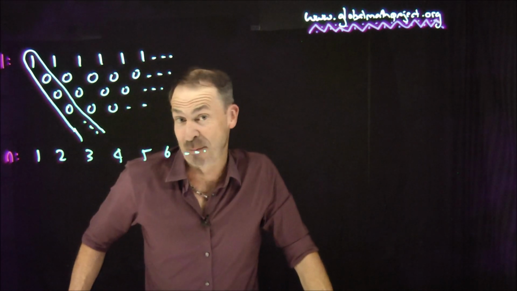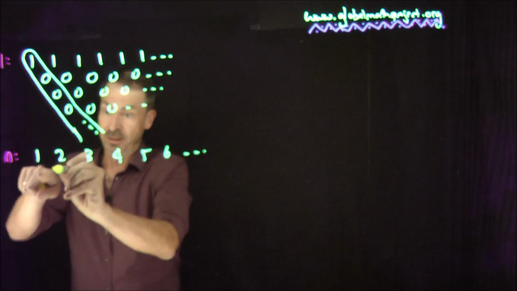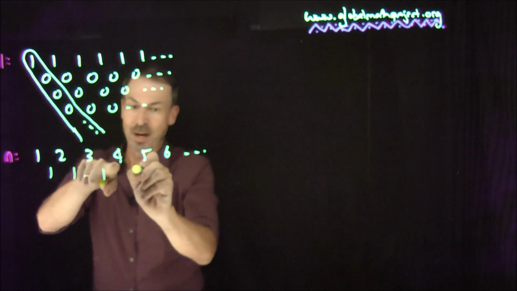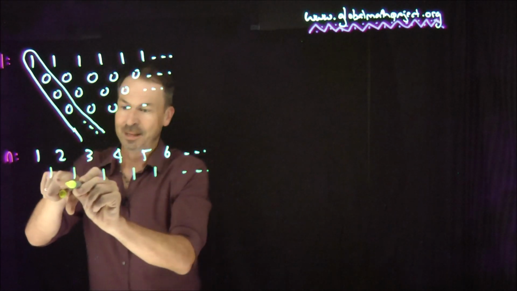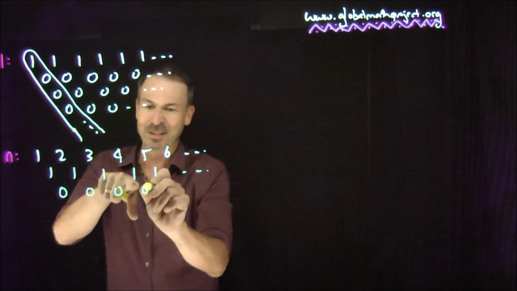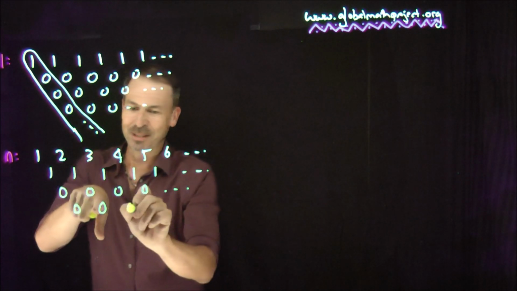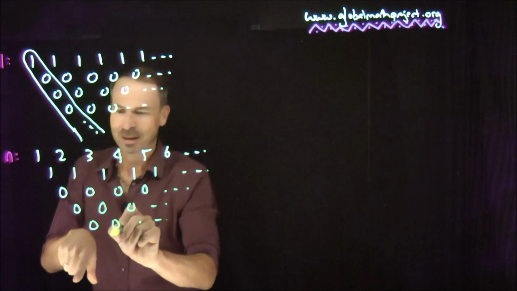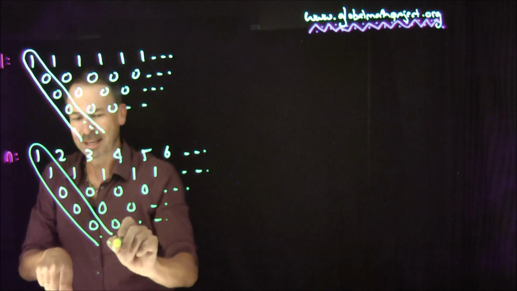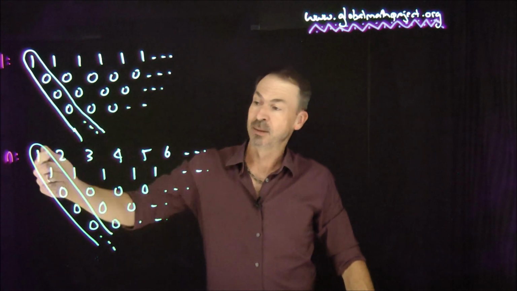Alright, so what does its difference table look like? Well, a difference of 1, a difference of 1, a difference of 1, difference of 1, difference of 1 forever. The difference of 0, difference of 0, difference of 0, difference of 0 forever. The difference of 0, 0, 0 forever. 0, 0, 0 forever. Bingo. So the leading diagonal of the counting numbers given by the formula n, the nth number is the nth number, is 1, 1, 0, 0, 0, 0, 0 forever.